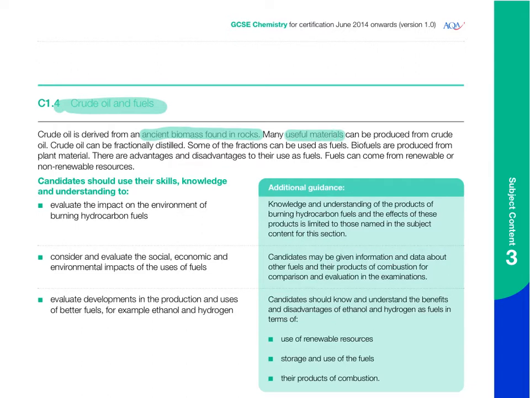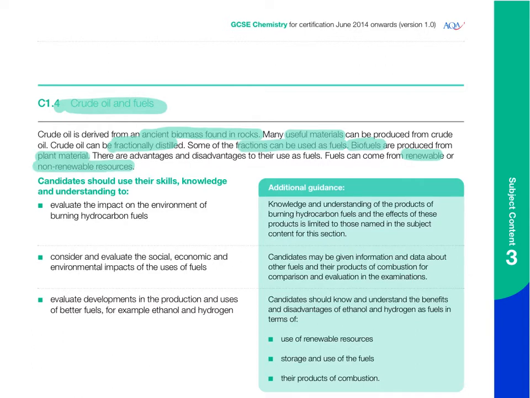The way that we separate it out is by doing something called fractional distillation. And then some of these fractions, some of the chemicals that are separated out, can then be used as fuels. This topic also looks at something called biofuels. So that's making fuels from plant material, more natural things than perhaps your ancient biomass could be considered to be. You've got to think about whether fuels that we're looking at are renewable, so we can make lots more, or non-renewable. Either we can't make more, or it would take thousands and thousands of years, in which case we say there's a finite amount of them, a limited amount of them.